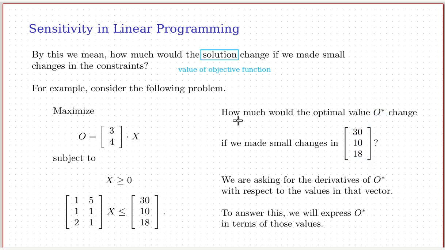So we're going to answer this question for this particular problem. The way we'll get the answer is we will actually get a formula for O star in terms of the numbers in the constraint vector. That'll make it very easy to see how slight changes in the constraint vector will affect the value of O star.